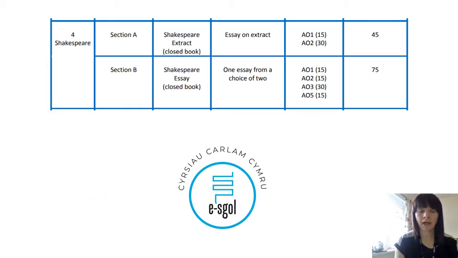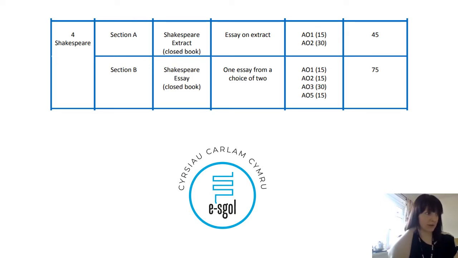Here you're looking at the weightings, the amount of marks per section: section A is 45 marks, section B is 75 marks. It notes here that both are closed book examinations. Look at the split and the different weightings of the assessment objectives. You need to be conscious of them in your approach to the examination. For example, AO2 is double weighted in section A, and AO3 is double weighted in section B.